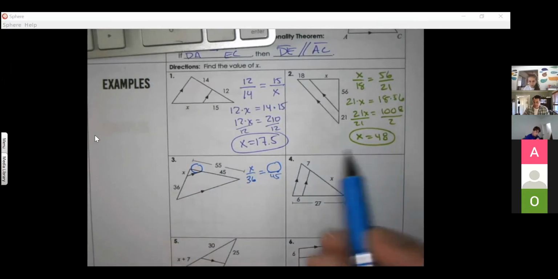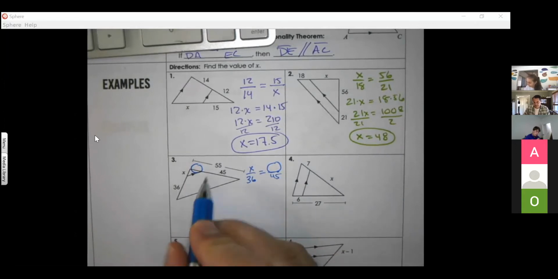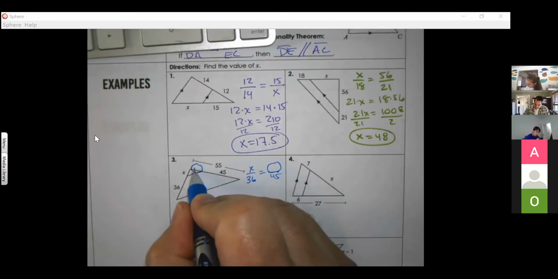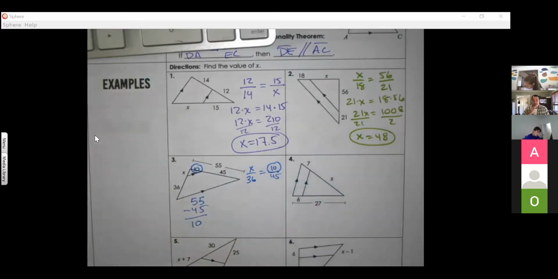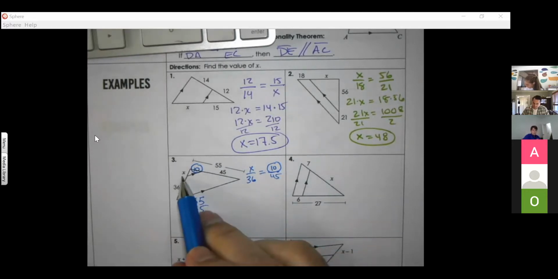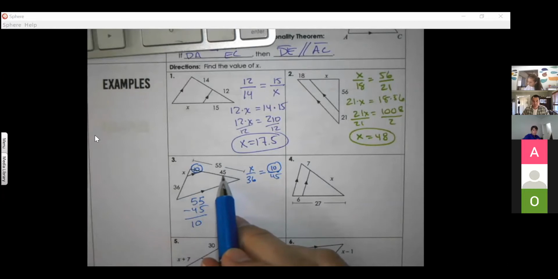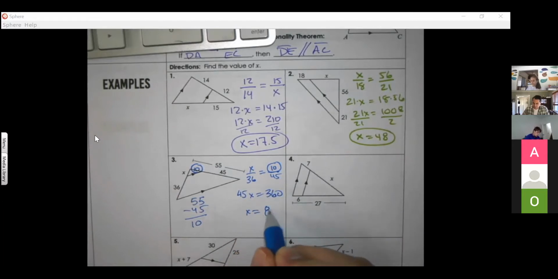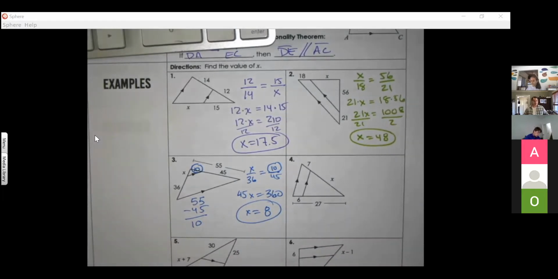We can't use 55, that's too big, but we can be smart about this and say, well, I know if 55 is the whole length, and I subtract the bottom part, that'll leave me with what's left up here. In other words, this part is 10, and I can put 10 there. Now I've got it matched up. X is to 36 as 10 is to 45. Or you could do X is to 10 as 36 is to 45. Whichever way makes sense in your head. And then do the cross multiplying and solving.